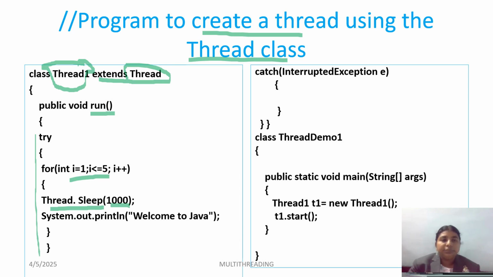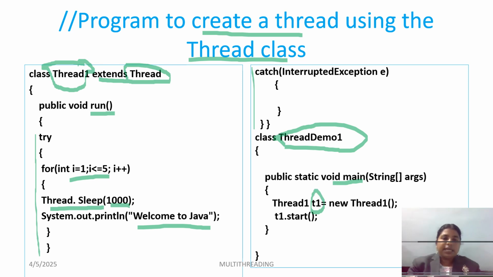This 1000 is a waiting time for the thread. We also have a message here, welcome to Java, below which we have the catch statement, which handles any interrupted exception that occurs. We create another class called thread demo1, and inside the main method we create an object t1 for the thread called thread1, and we call the start method using the object t1. We say t1 dot start, and the thread is now created.